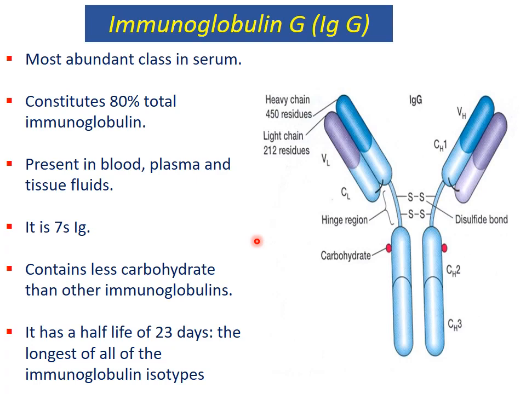Now, it contains less carbohydrate than other immunoglobulins, and it has the longest half-life, that is 23 days. It is the longest of all immunoglobulin isotypes. So, number one, it is the most abundant, 80% in the serum. Number two, it has the longest half-life, 23 days, and it has less carbohydrate than other immunoglobulin molecules.